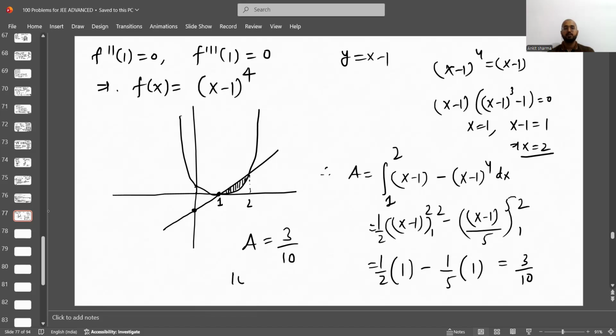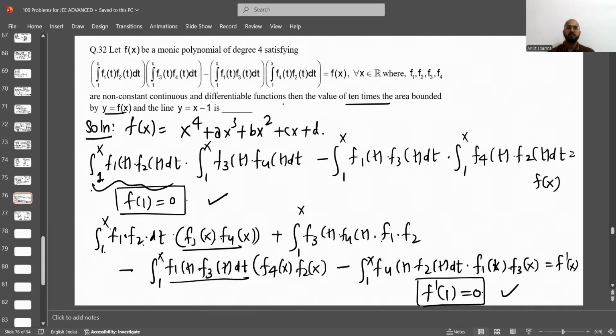If I take 10 times the area, I get 3. The answer here is going to be 3. Let's move to the next.